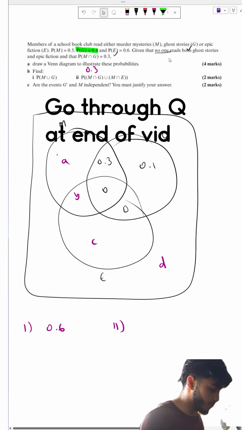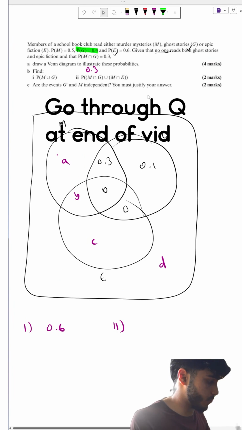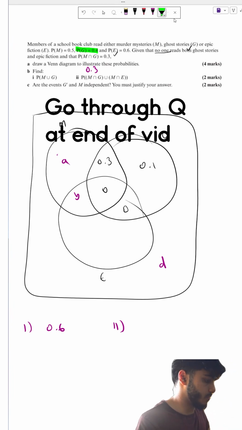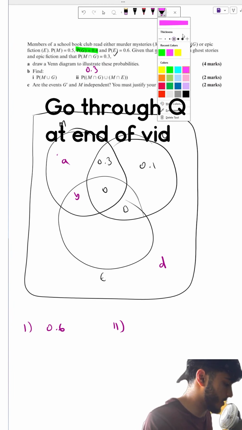Anyways, I'm going to redo the question. I am going to redo it because I feel like I'm missing something very important. M and G is 0.3. Ghost stories and epic is 0. That's 0.5. That's 0.5. Oh, that's why. Okay. It was right in front of me, guys.